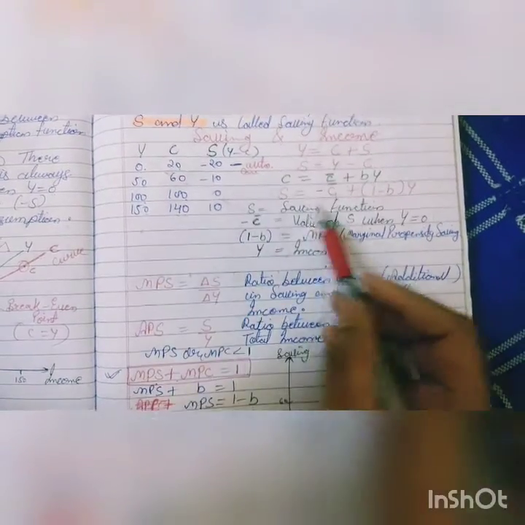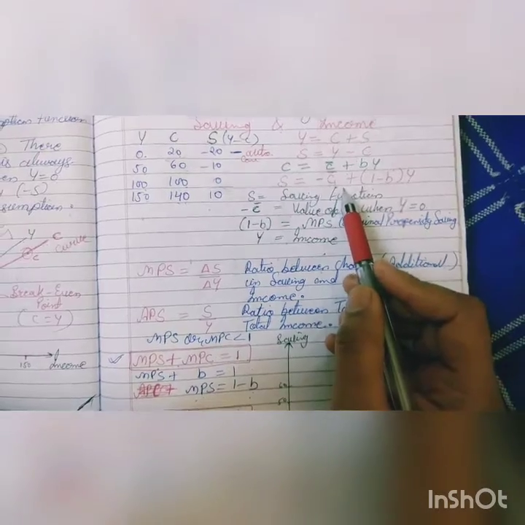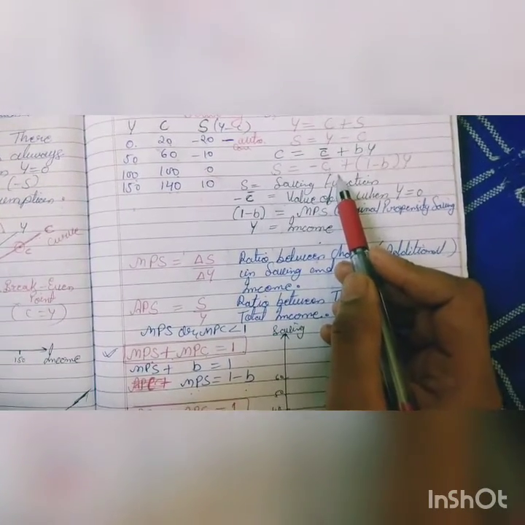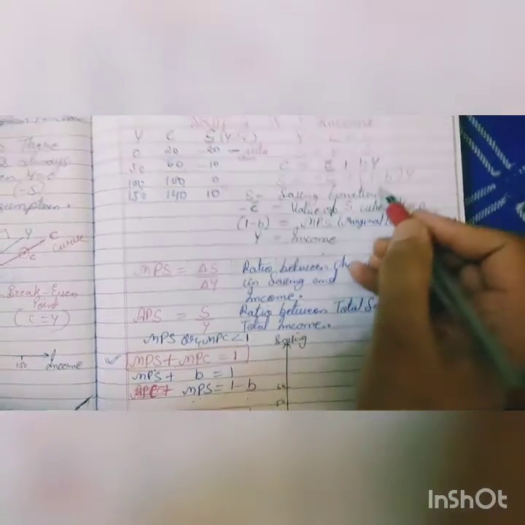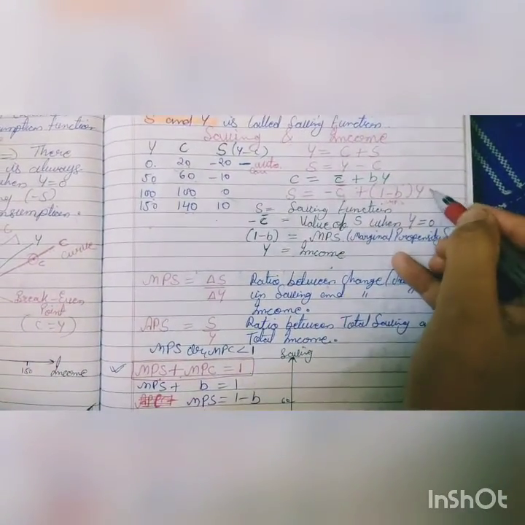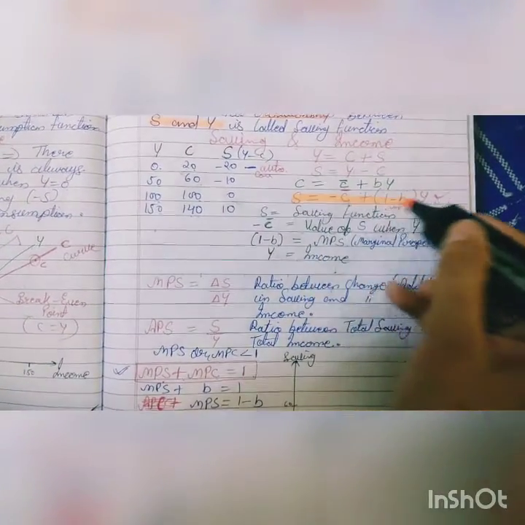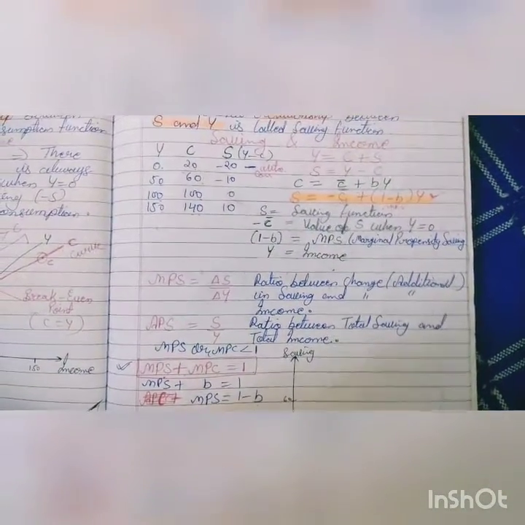Clear? So from this equation we solve that S equals minus C plus (1 minus b) times Y, where Y is income. This equation shows the saving function. What is this called? This is the saving function. Okay, clear? How we get it?